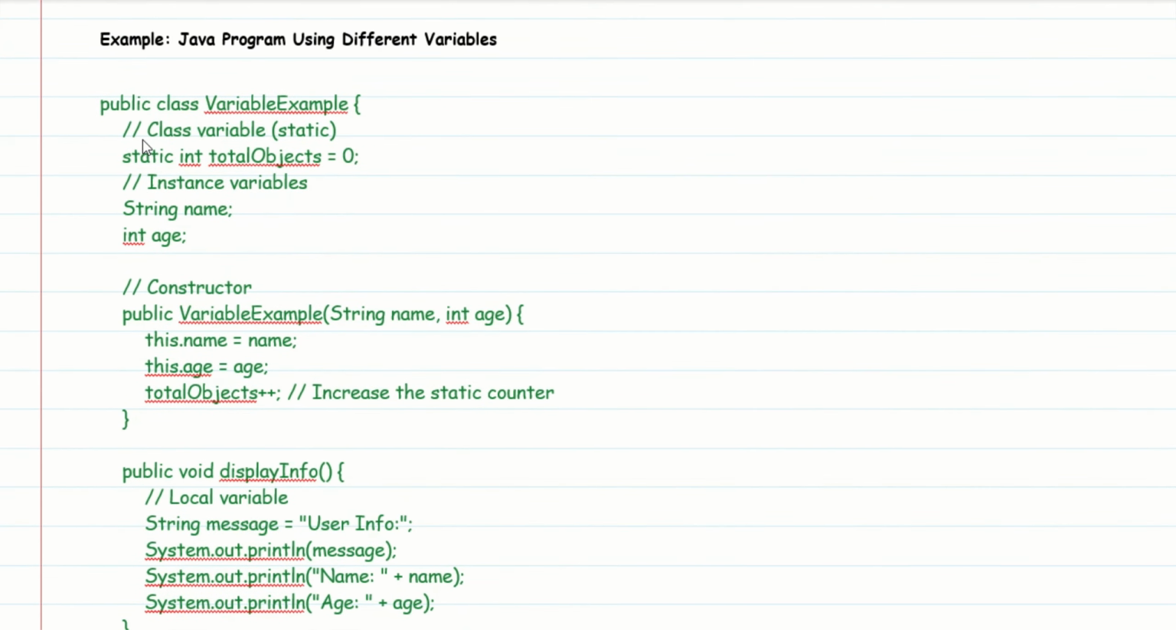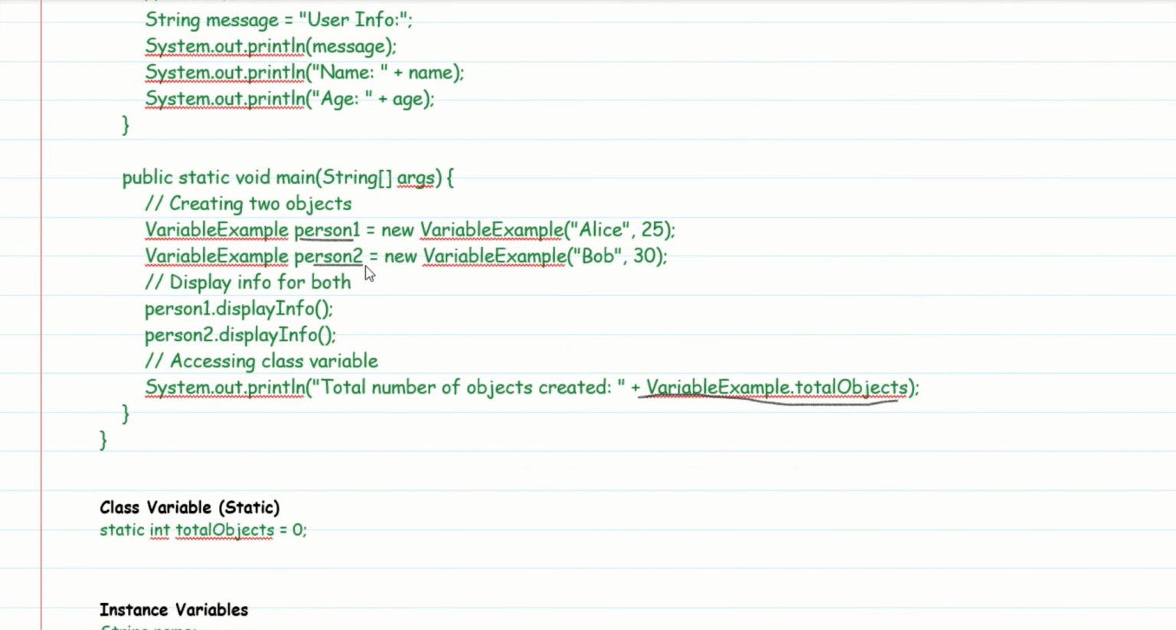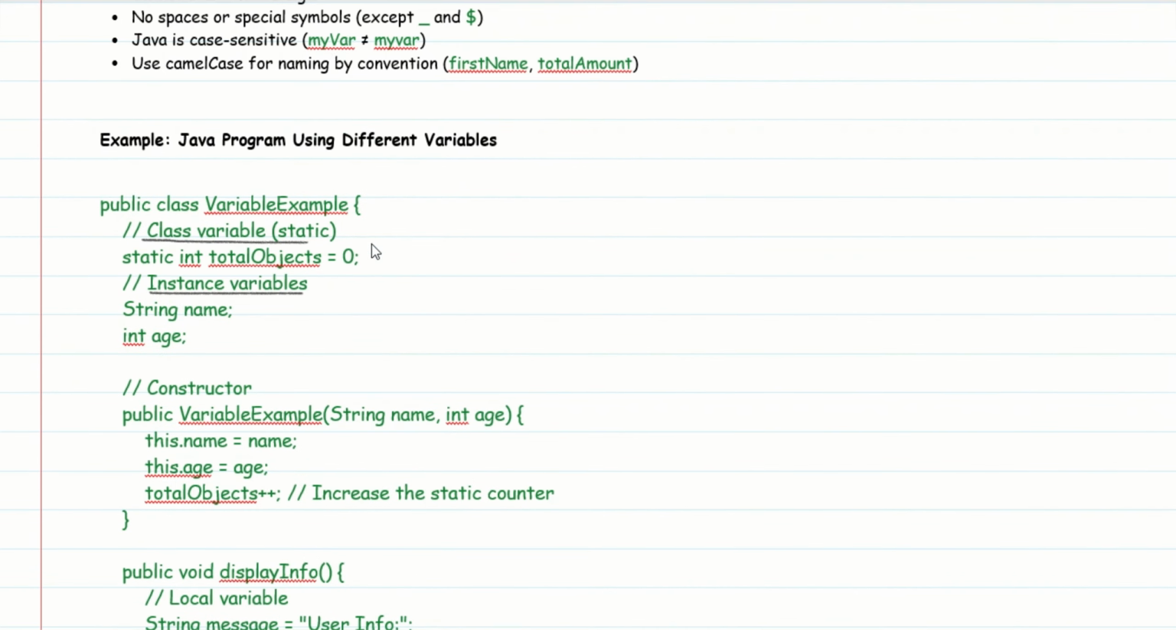Then we have the instance variable here, declared inside the class but outside the method, and it belongs to each individual object. Here I have created person 1 and person 2. This is the class name. If you want to create any object, it starts with the class name, and you can provide any object name, then new, the class name, and you can pass the required parameters. Here you can see it's a constructor, so a constructor with name and age.